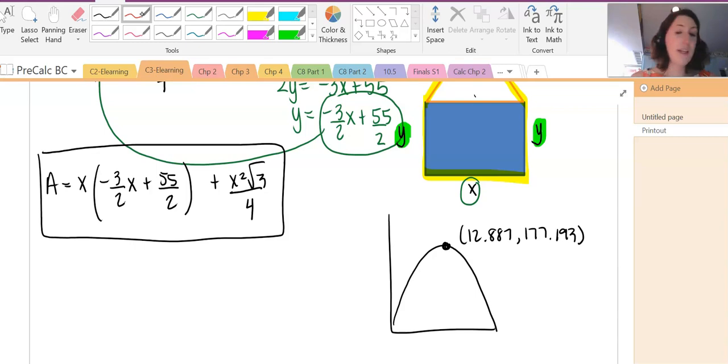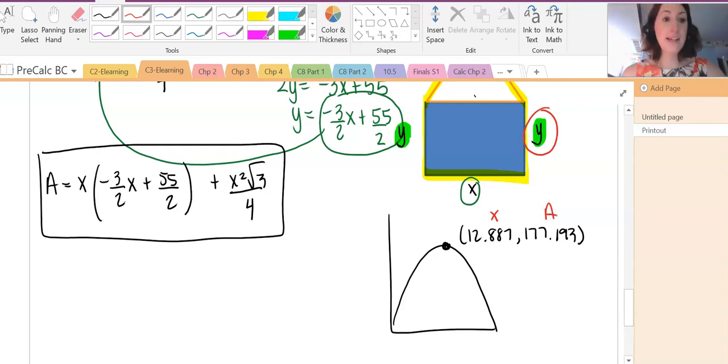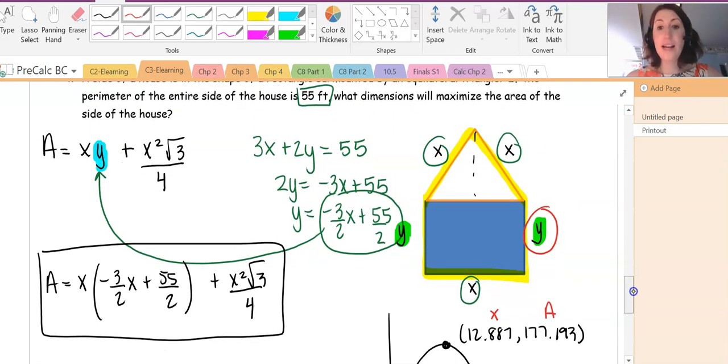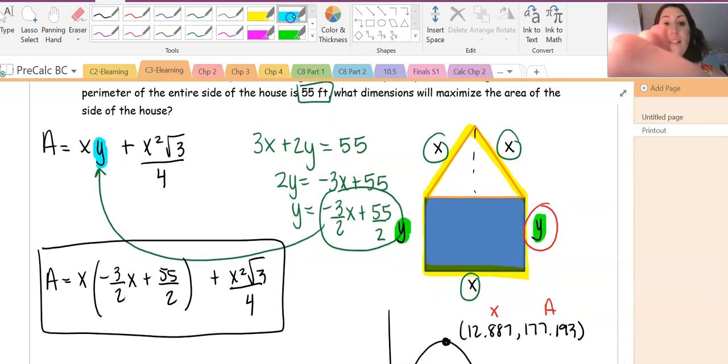Now, if we come over here, let's make sure we understand what this point means. The 12.887, that's your x, because that's the variable that we are using in regards to this function. It's in terms of x. Now, the 177.193, yes, that is your y coordinate of the maximum, but it's not talking about this y. Look at your equation. It was a equals. So this y coordinate is your area. That's your max area. Now, what you're being asked for is the dimensions. So what we want is both this x and this y.